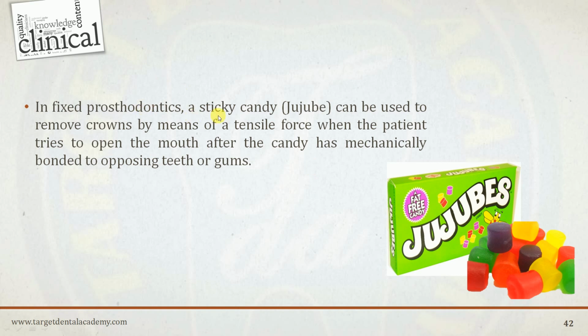In fixed prosthetics, a sticky candy can be used to remove crowns by means of tensile strength. When the patient tries to open the mouth after the candy has mechanically bonded to the opposing teeth and gums, it helps to remove the crown with the help of tensile strength.